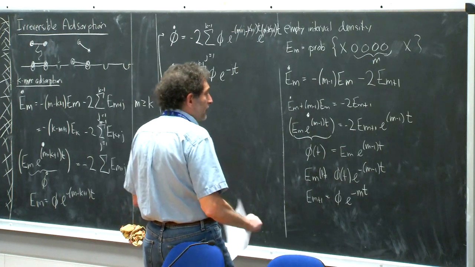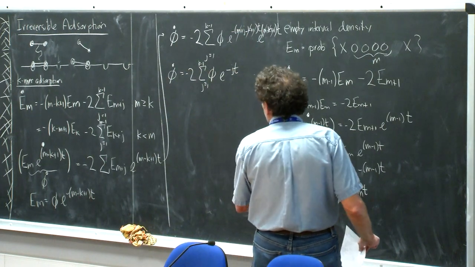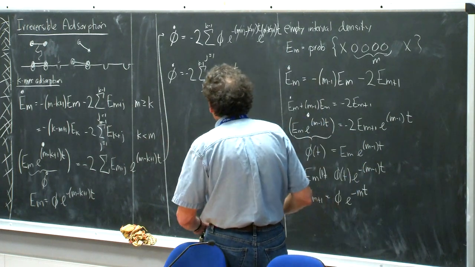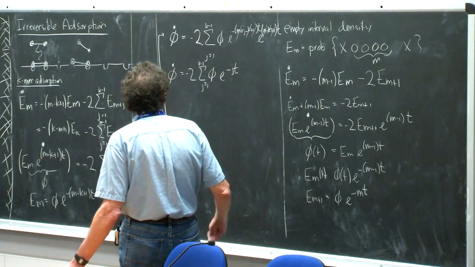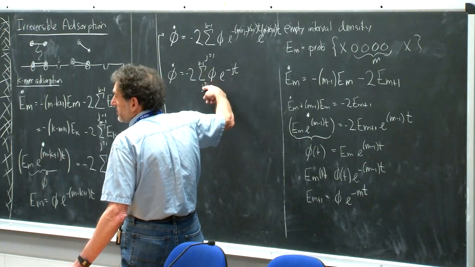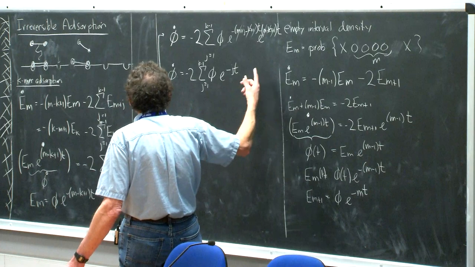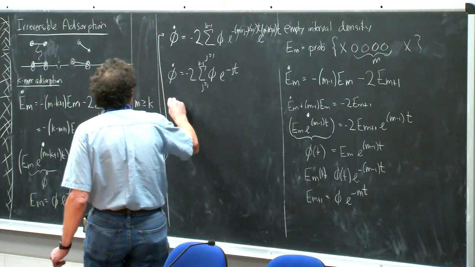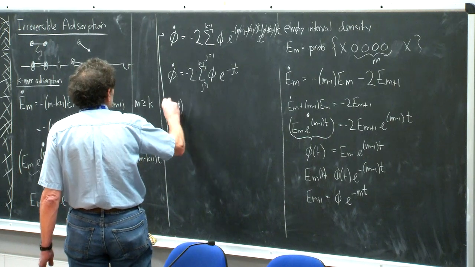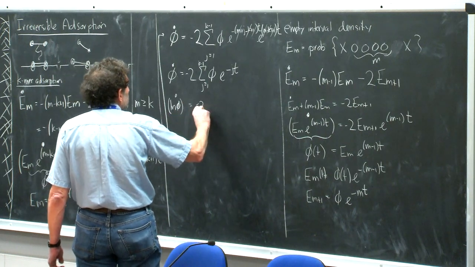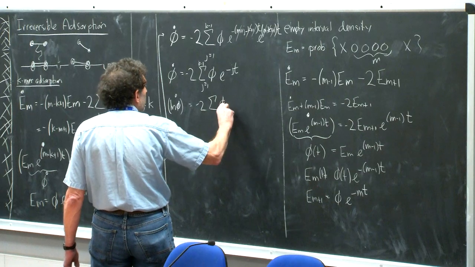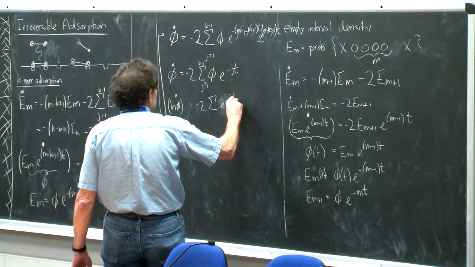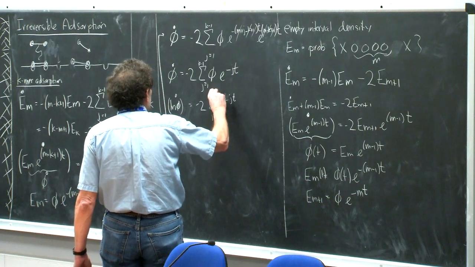So you see that it looks, I ran out of blackboard space. I had a very similar looking equation for the case of dimer adsorption. There's only one term in that series, and then you could integrate it. So it's the same thing here. It's just that you've got j terms in the series rather than one term. So we have log of phi dot is equal to minus 2 phi e to the minus jt, j equals 1 to k minus 1.